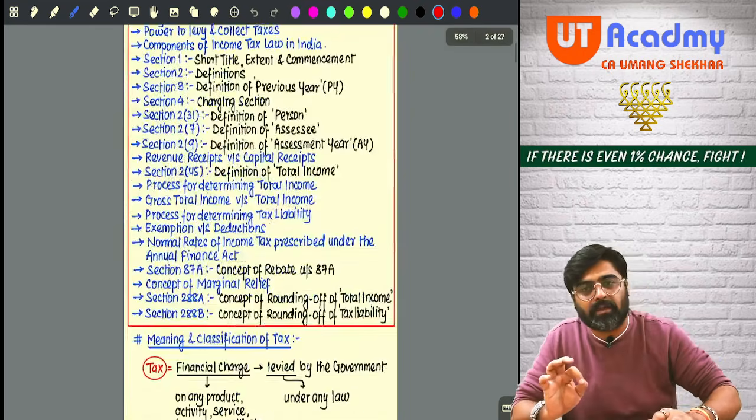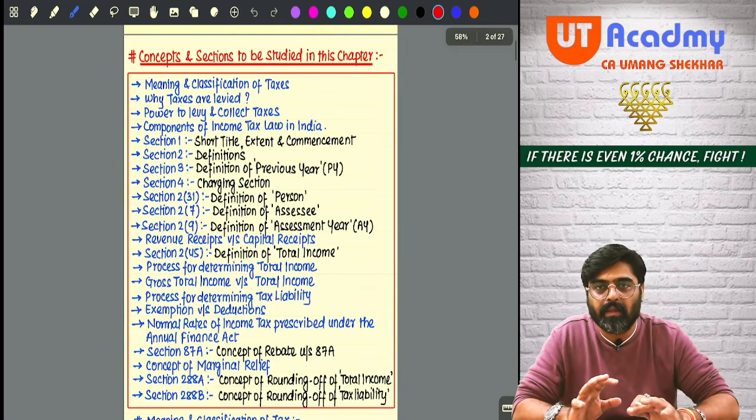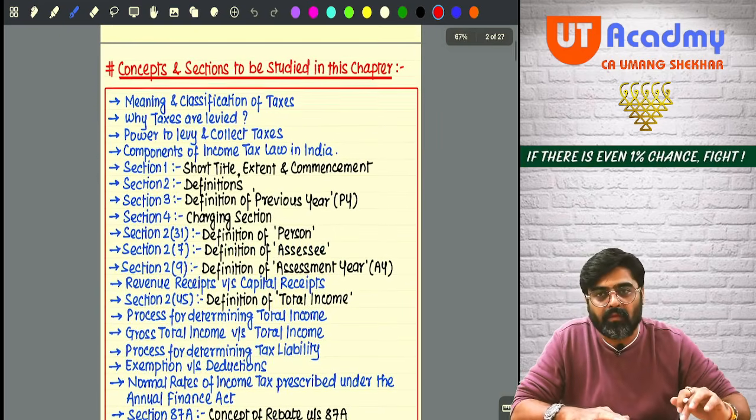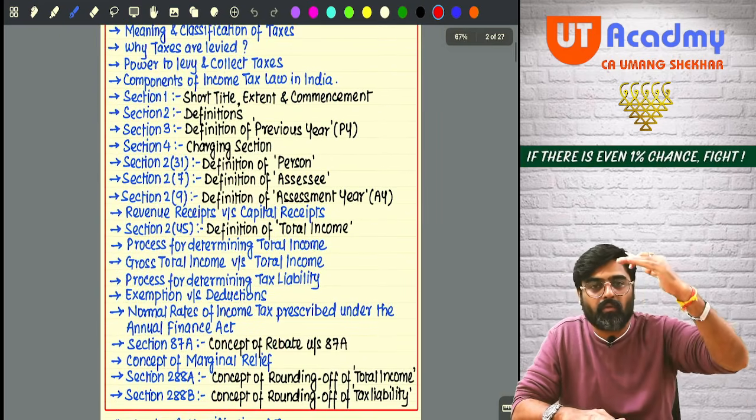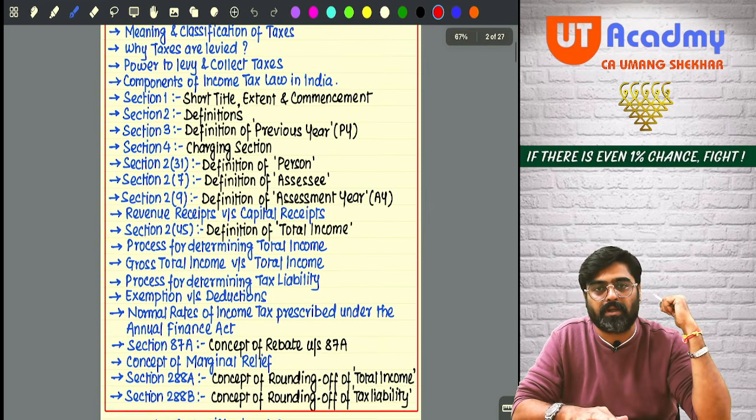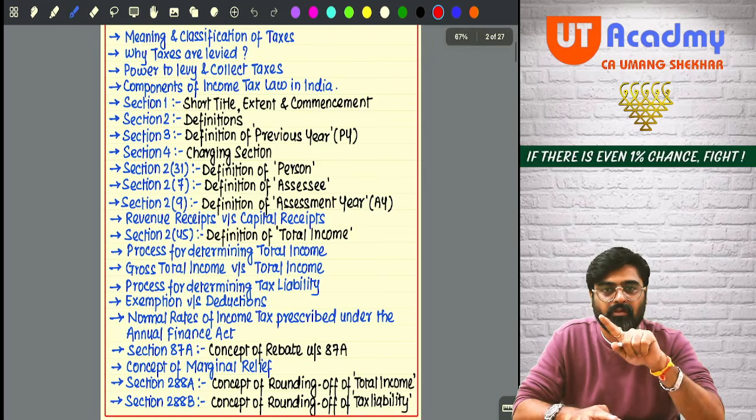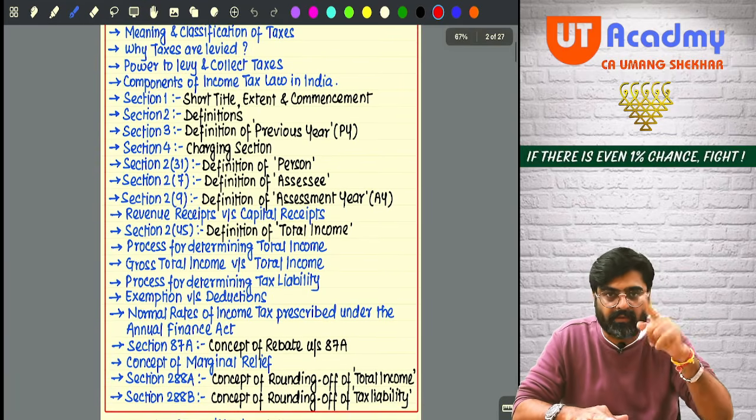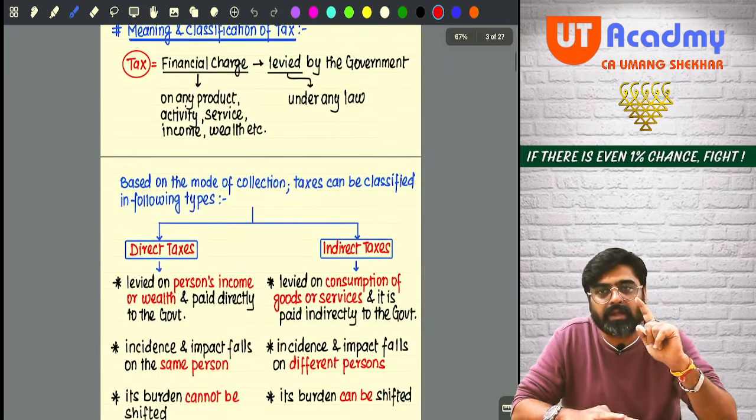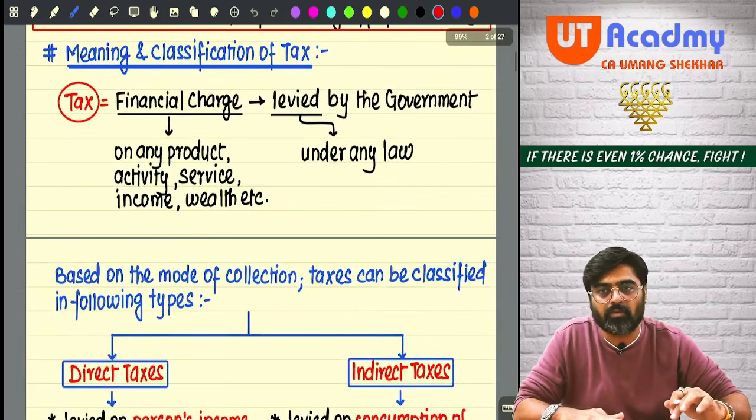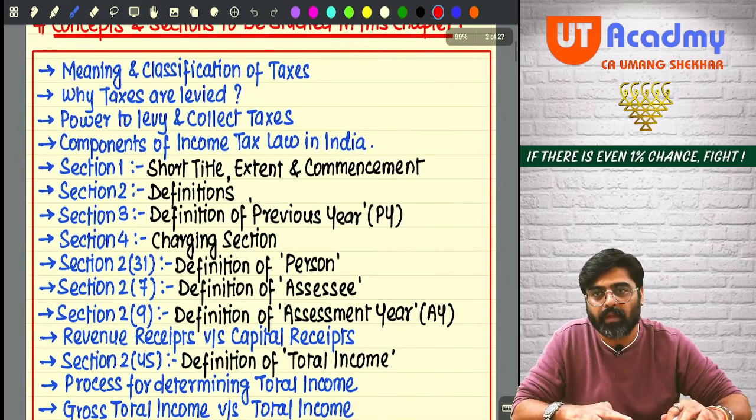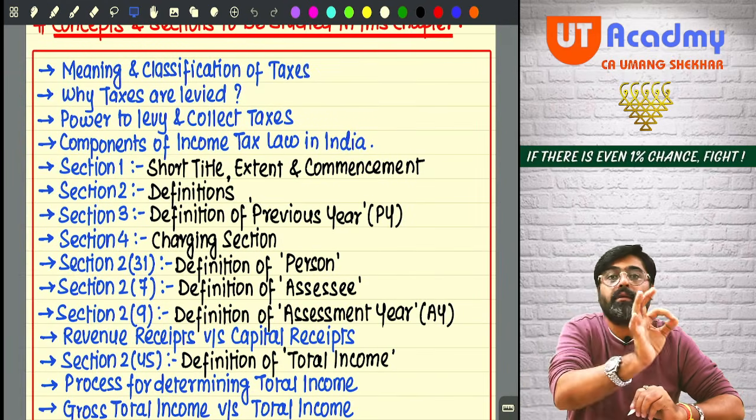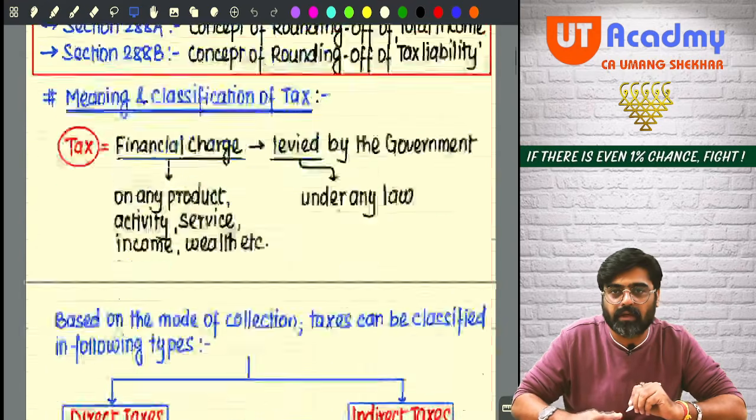So this first chapter, see what I have done before writing the entire notes. I have first written down what all things we are going to cover in this chapter. Section wise, topic wise. This section, this topic. This section, this topic. Everything I have covered. Now the first thing which we were discussing was what? See here. Meaning and classification of tax. That we are learning first.